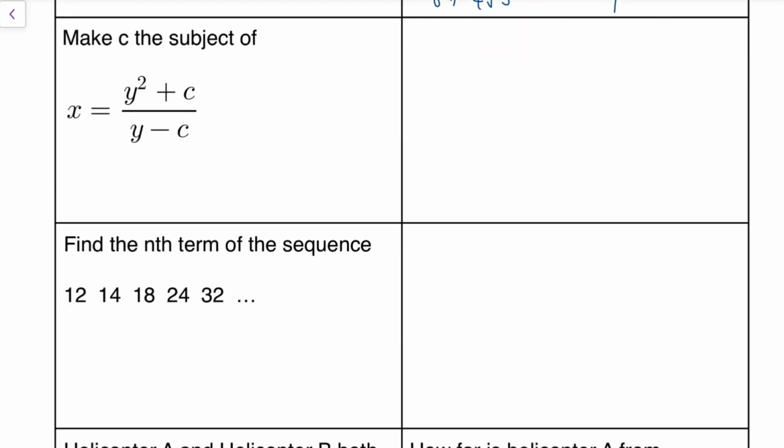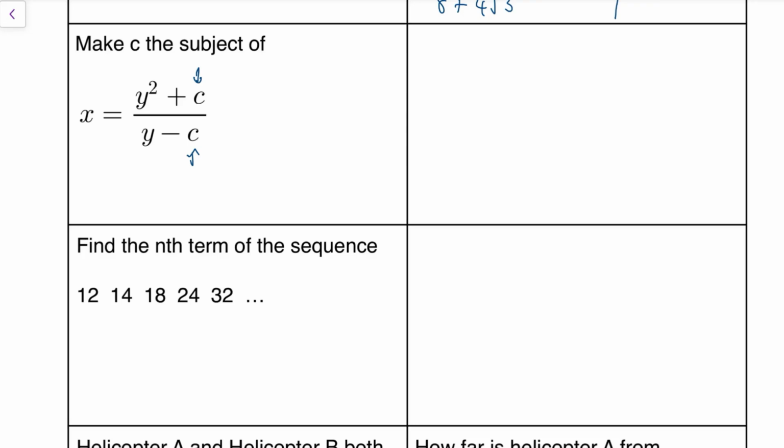All right, so it makes c the subject. So this is what's commonly called the harder version, the subject change question, and that's because the c appears twice, and therefore I'm going to probably need to do some expanding and some factorising and then some rearranging. So let's just give this a go. Very similar steps each time. So I'm going to number the steps, but I will say that they're not always the same steps, but they tend to be quite similar.